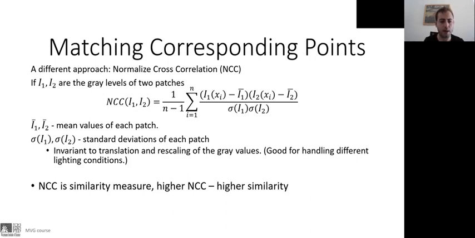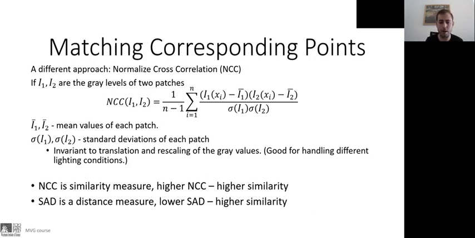But notice that NCC is a similarity measure, so higher NCC means higher similarity, and lower SAD means higher similarity. So SAD is a distance measure, whereas normalized cross-correlation is a similarity measure.